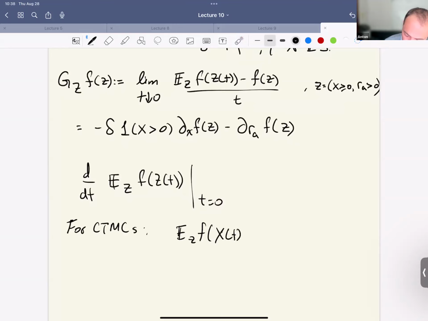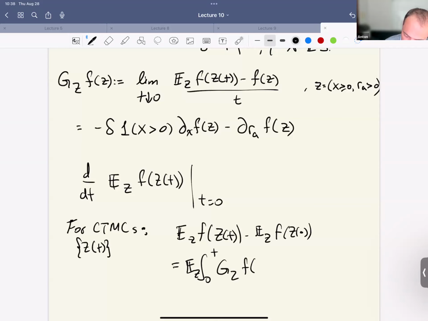Let me stick to the notation CTMC. Let's imagine that Z is a CTMC. Then f of Z of t minus the expected value of f of Z naught equals the expected value, integrated from 0 to t, of the generator of the Markov process applied to the function f, ds.